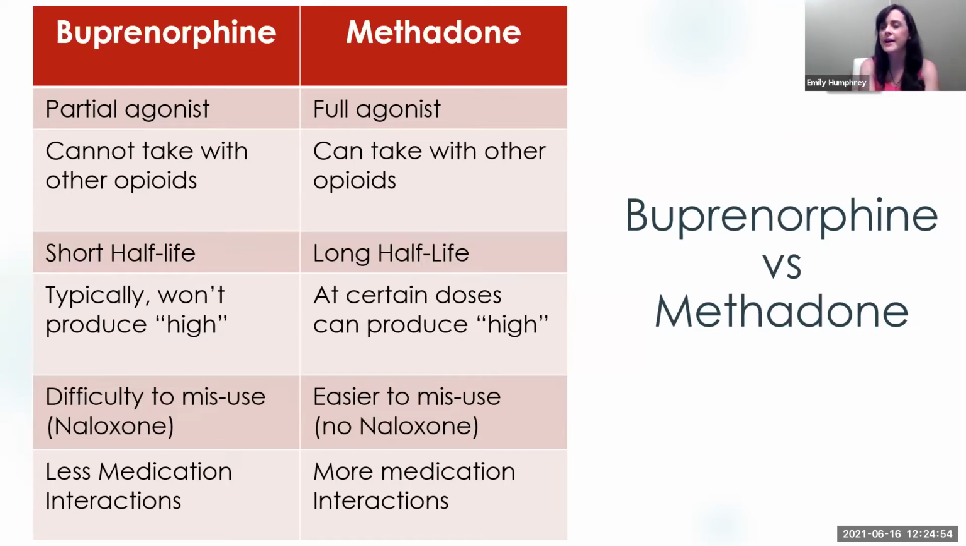Buprenorphine has a fairly short half-life. It's going to get out of their system in about 24 hours. So that is helpful if we need to rapidly decrease someone off of it. Methadone, on the other hand, has a longer half-life. It can take me weeks to taper people off of methadone. Typically, buprenorphine is not going to produce a high. It's really difficult to misuse buprenorphine, and we'll talk more about that in a second. Methadone, unfortunately, at certain doses, can produce a high or euphoria, and it is easier to misuse. Buprenorphine also has fewer medication interactions, and methadone can have a few more.